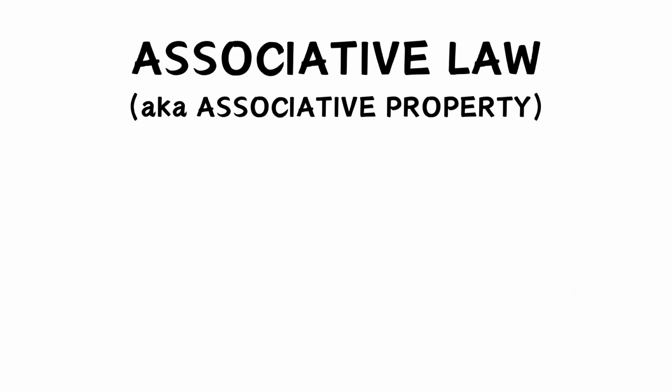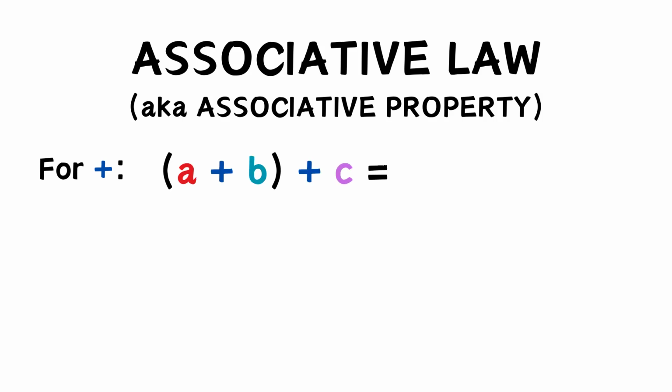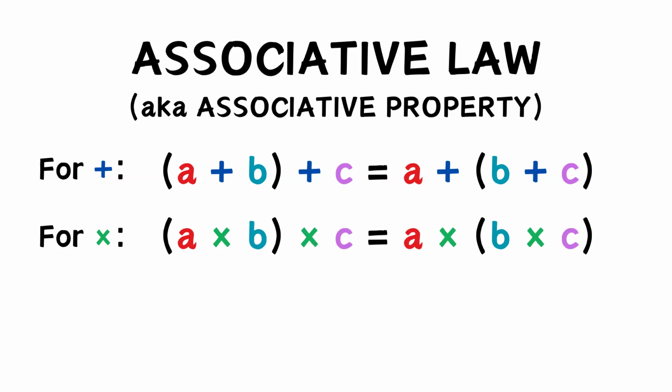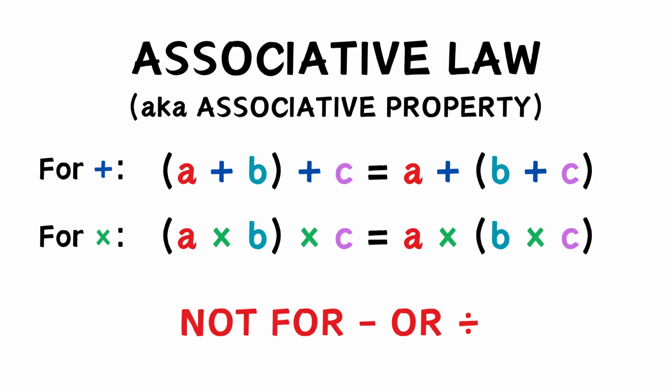Our third law is the associative law. The associative law for addition states a plus b in parentheses plus c equals a plus b plus c in parentheses. And the associative law for multiplication states a times b in parentheses times c equals a times b times c in parentheses. And just like the commutative law, there is no associative law for subtraction or division.